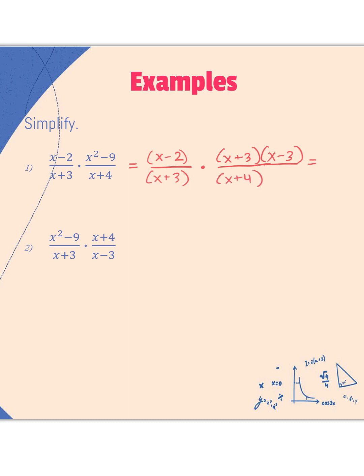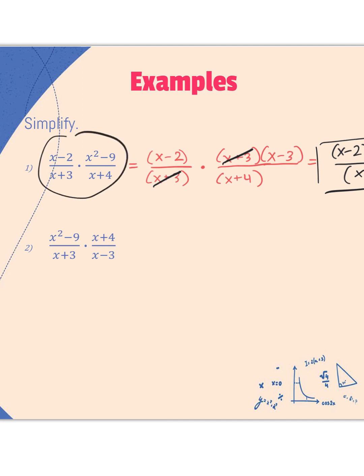When you do that, you start to be able to get rid of stuff. We see there's an x plus 3 down here and an x plus 3 over there. Now we get x minus 2 times x minus 3 all over x plus 4. And this is actually the product, the solution of this multiplication problem.